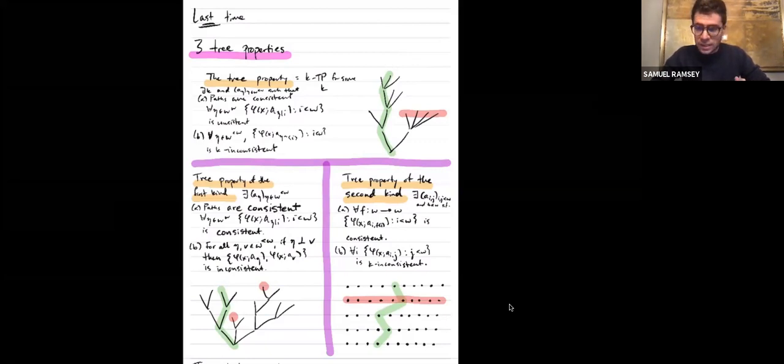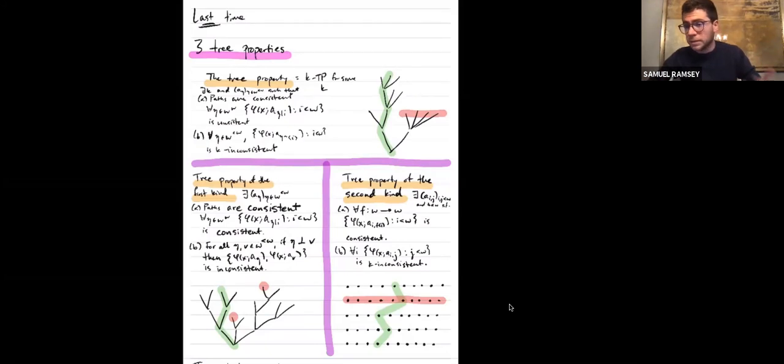So that also says that paths are consistent, just like before. But now you'll see that in the definition of the tree property, I was agnostic about the question: if I take two things that are incomparable, but not descendants of a common node, is it the case that they are consistent or not? So in the tree property of the first kind, I've made a decision. I say that they are all inconsistent. And this happens whenever you have the strict order property, which I said was an exercise that you could do last time.